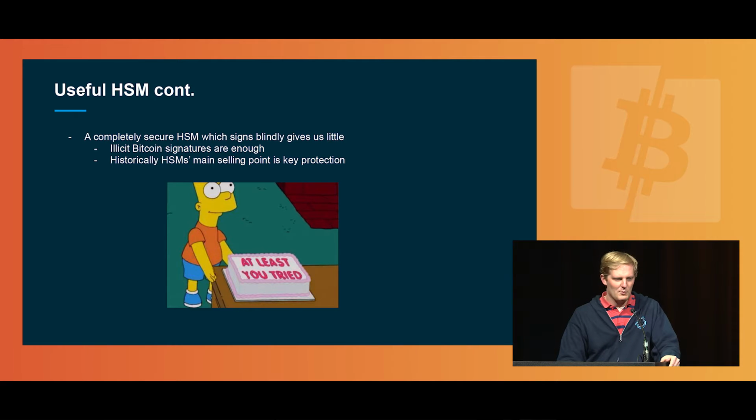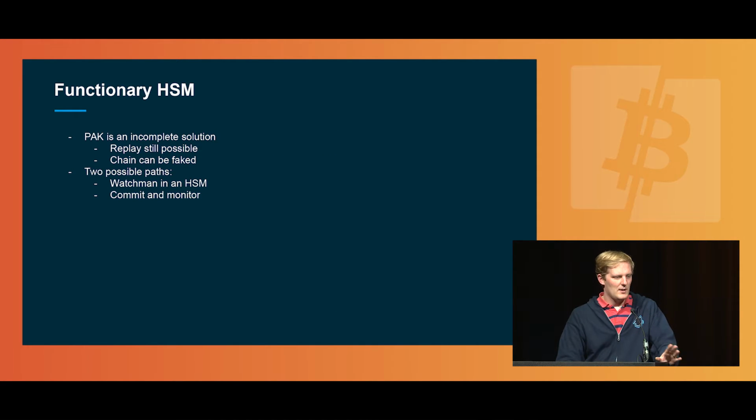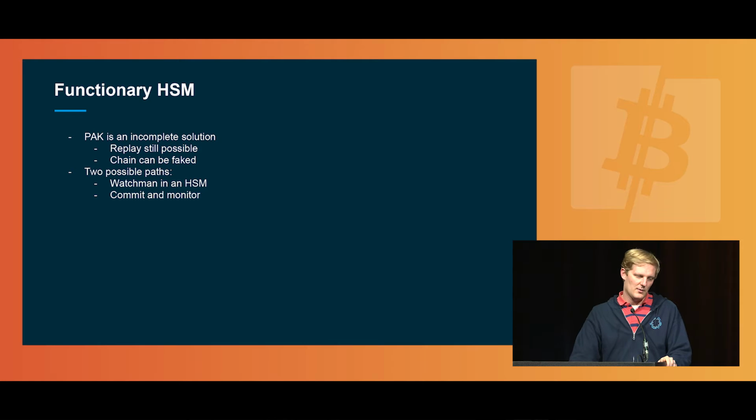And so we have to do more than just try a little bit. So the Pegout authorization is an incomplete solution. It makes sure that money goes towards people we know about and can call, but that's pretty incomplete. Replay is still possible. You can take the same transaction in the chain, replay it to the HSM over and over. You can just fake a chain, right? The block signer is not that smart. It doesn't validate the whole history, and it really can't. I'll get more to that later.